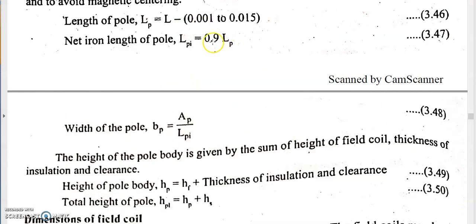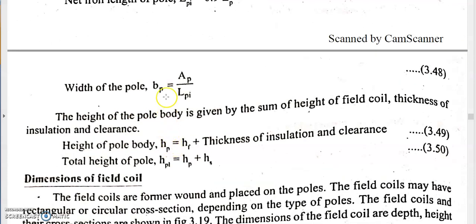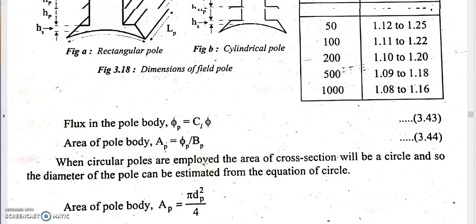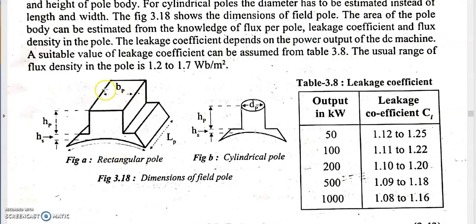That is 90% of the length of the pole, and the length of the pole is 10 to 15 mm less than the main dimension length of the armature. So these two parameters are known, so that we can calculate the width of the pole in a rectangular pole section. So we have calculated one dimension, that is this width and length in case of rectangular cross section, or diameter in case of circular pole cross section, we have calculated.